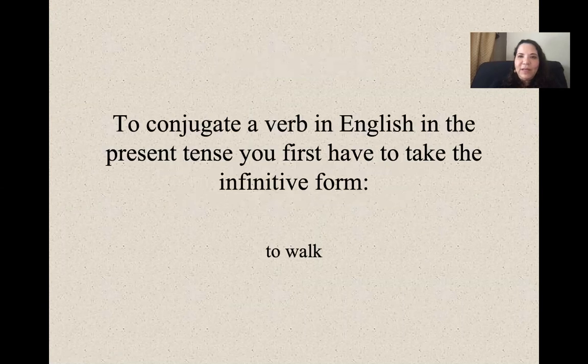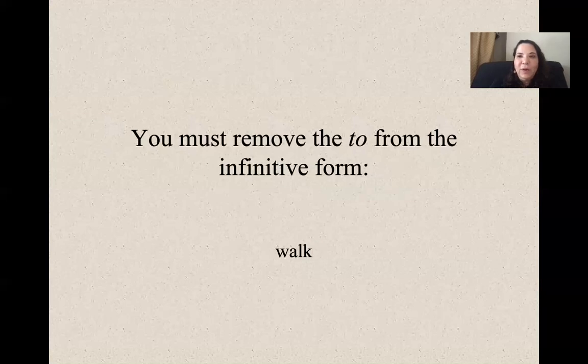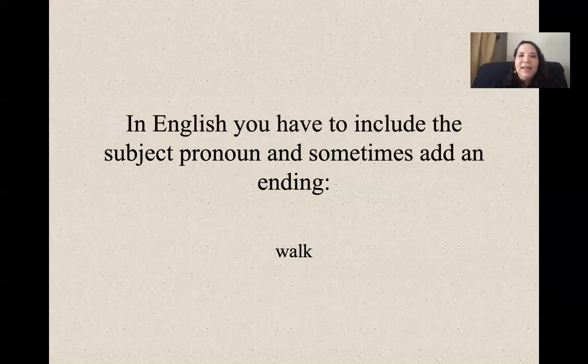So to conjugate a verb in English in the present tense, you first have to take the infinitive form. For example, you have the verb to walk. Then you're going to remove the to from the infinitive form. An infinitive form is one that has not been conjugated, okay? So to walk, we take away to, and what is left is the verb, walk. In English, you have to include the subject pronoun and sometimes add an ending, like an S in third person.